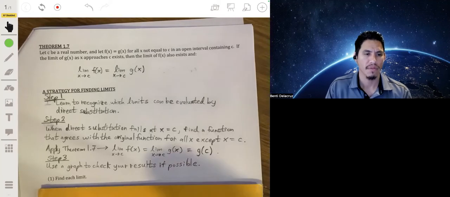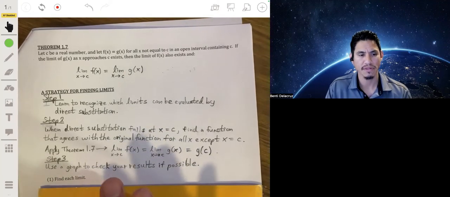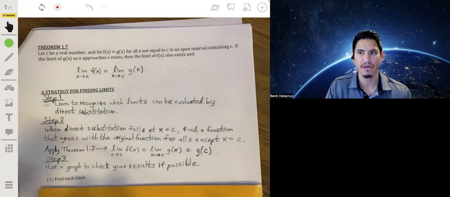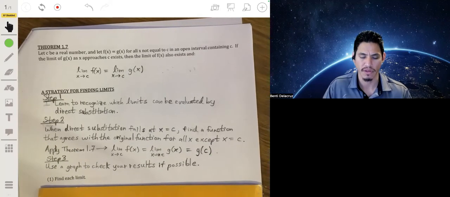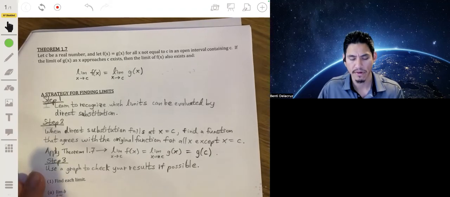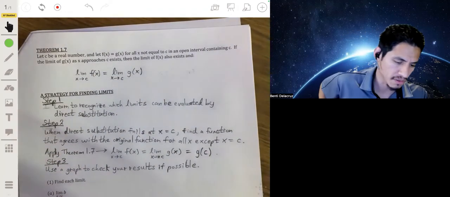Now, whenever you can, use a graph to check your results, if the function is reasonable enough to graph and look over. Okay, so now let's go through some practice ones.